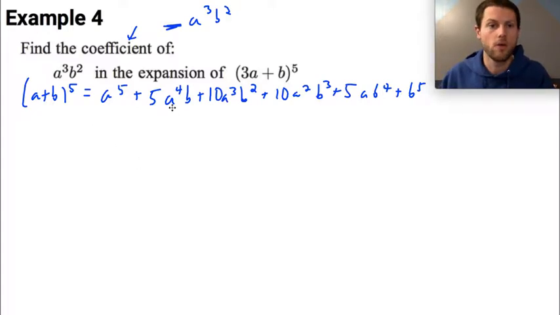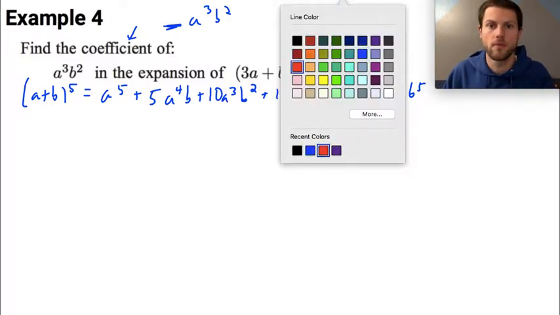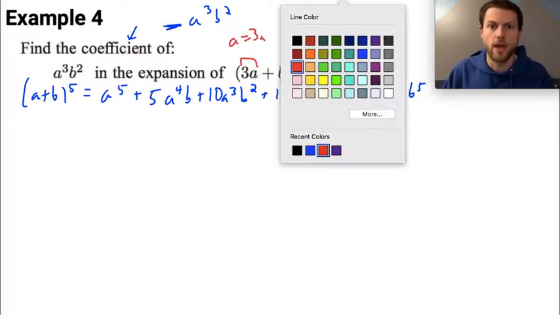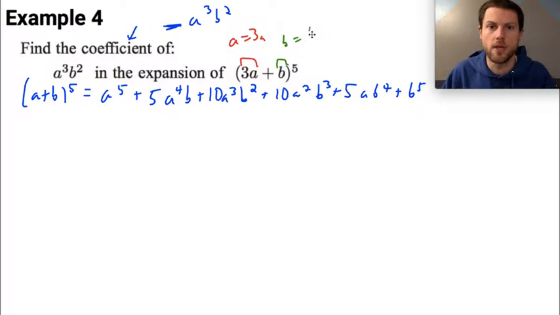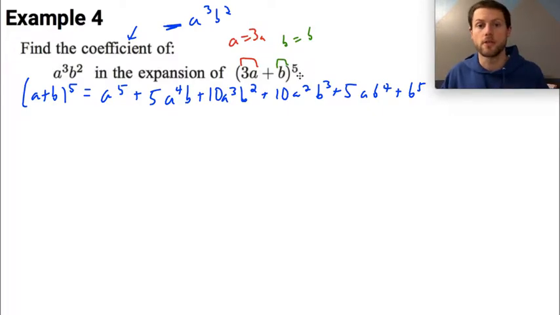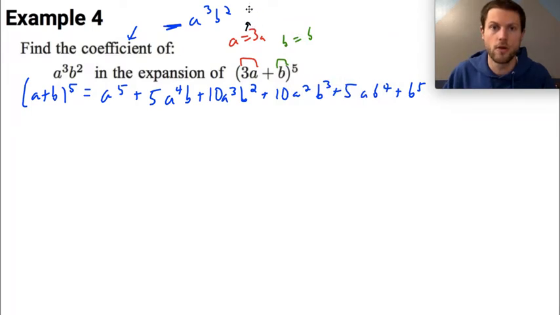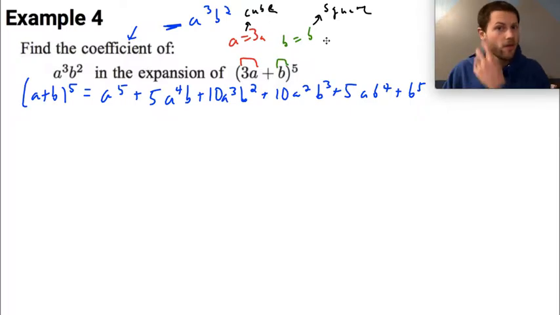So if I know that my a is the first term, a equals 3a, excuse me, and the b is the second term, b equals b, that's kind of convenient. If I'm looking for when this is a cubed b squared, we think, well, how am I going to combine this 3a and this b in order to get an a cubed and a b squared? Hopefully you're seeing that if I were to cube 3a, then I would get an a cubed, and if I were to square b, I'd end up getting a b squared.